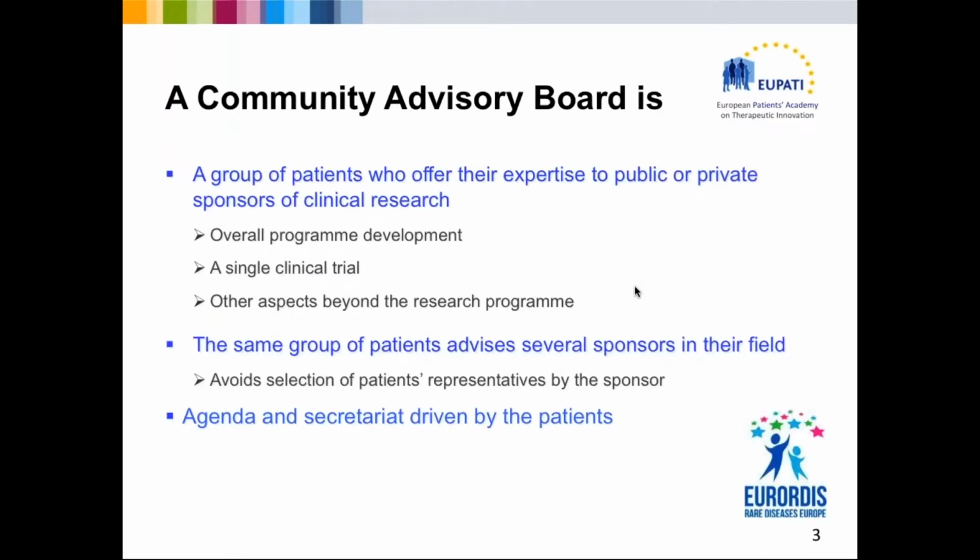Very briefly, a community advisory board is a group of patients who try to offer their expertise to sponsors of clinical research. It basically involves working with sponsors on the overall research program development. It could be on just one single clinical trial, or on other aspects beyond the research program. It could be on access issues, on pricing, on regulatory issues. And this same continuous group of patients follows the product through the life cycle and advises many sponsors in a similar way in the same disease area.